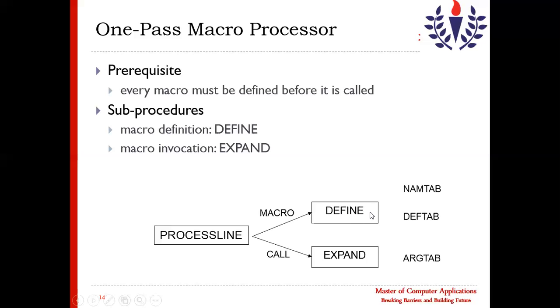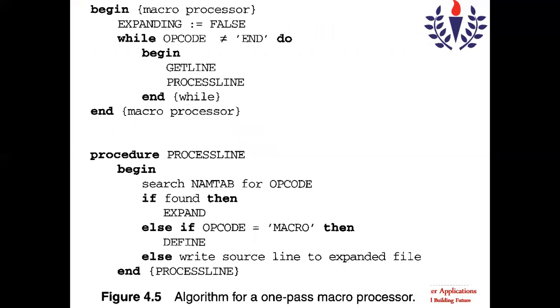Now further, define will have two tables, the name table, the define table, and this will have the arg table or argument table, that we will discuss in the further slide. So this is the whole process of how the macro processor will work in one pass. When line processing starts, first it will go for definition, then it will go for expand. Means first it will check whether the definition is there, then it will check the expansion of that. So see, this is the algorithm for the one pass macro processor.